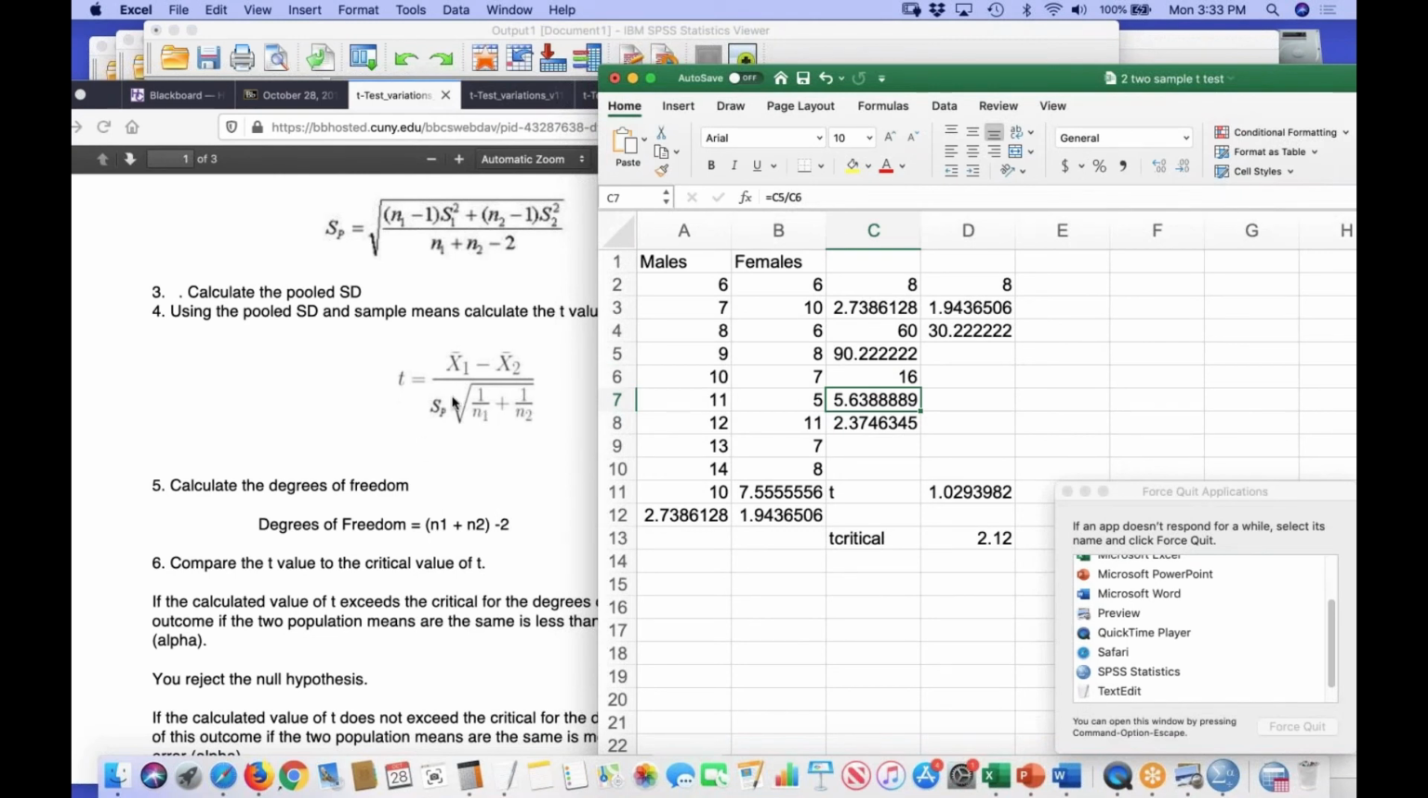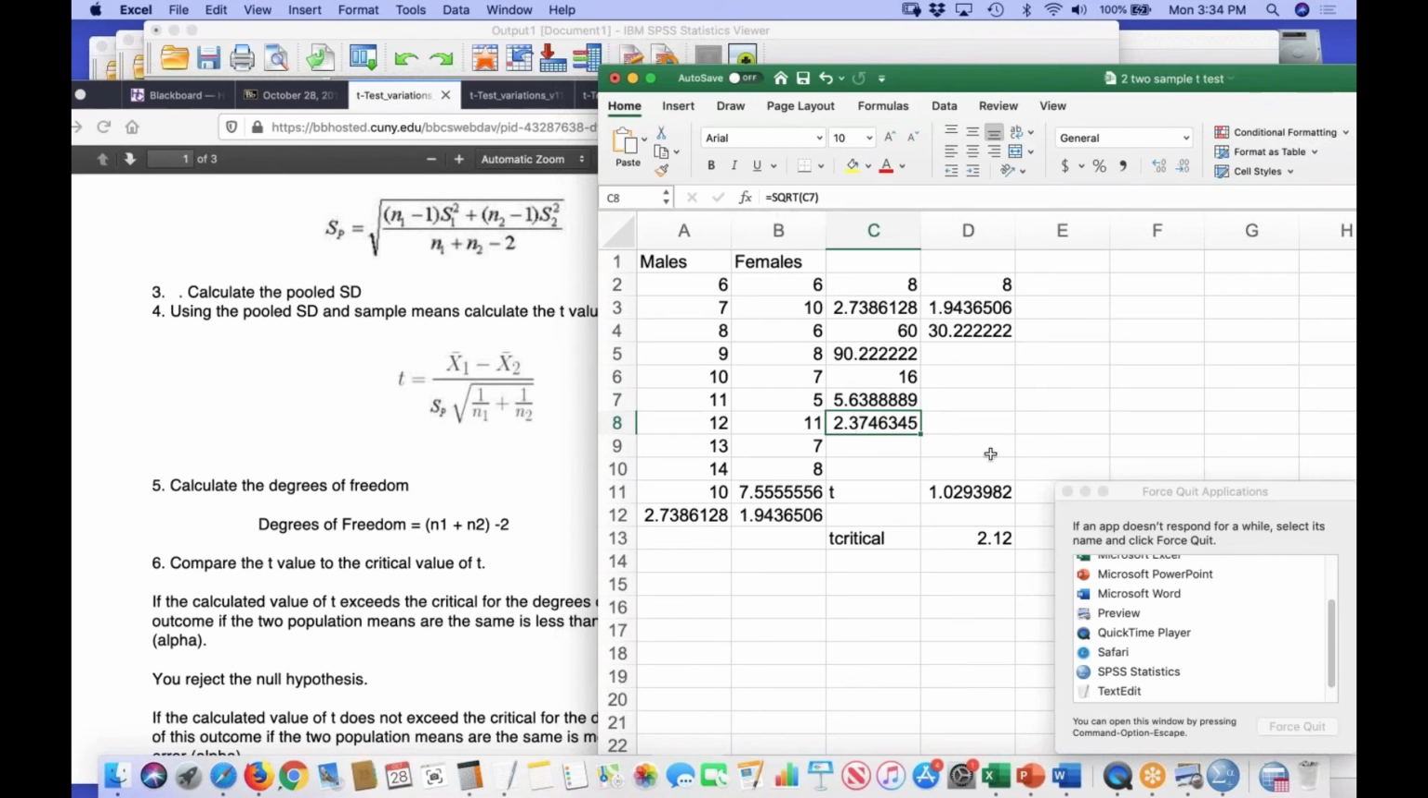So we calculated our pooled standard deviation, and our pooled standard deviation was equal to, and we didn't finish it, did we? Our pooled standard deviation was equal to, so let's see, C5, divided by square root. That's our pooled standard deviation.